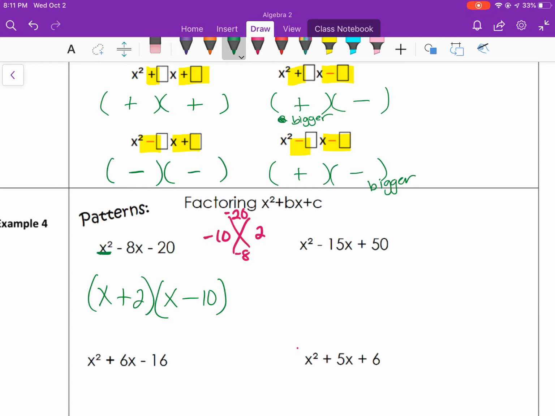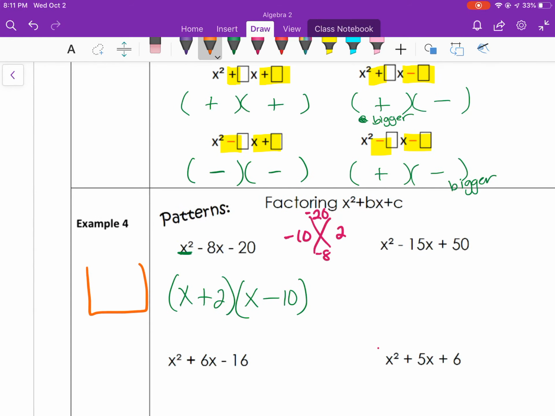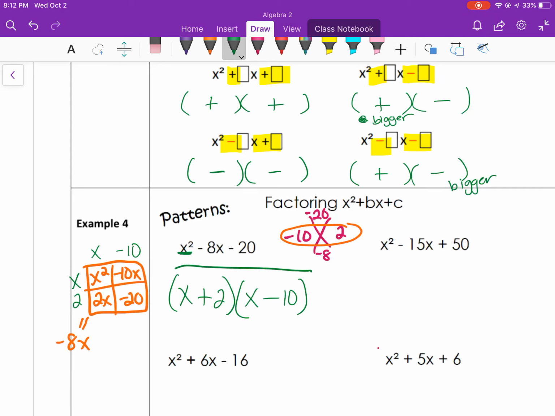If you wanted to put that in the box, if you're more of a visual learner, it would have looked like this. You would have started with the x squared and the negative 20, and then you know that this has to be negative 8x. You use these numbers here to fill in your diagonals like negative 10x and 2x, and then you work backwards to figure out the outside. So x, x, negative 10, and positive 2. Same idea, just with more of a visual model representation of it.